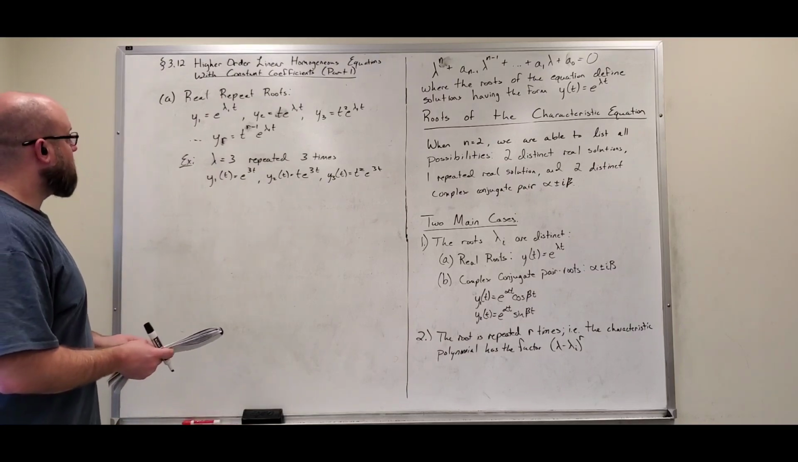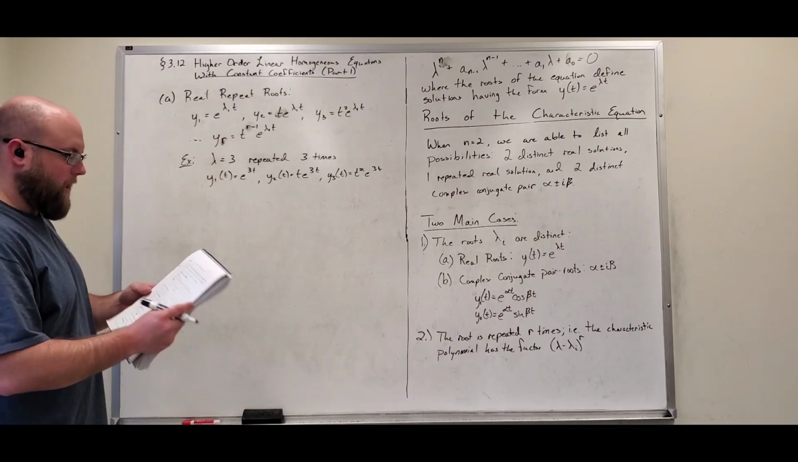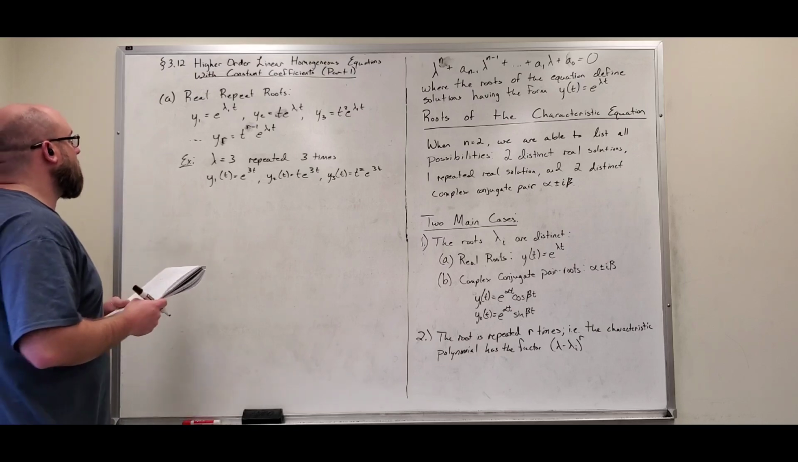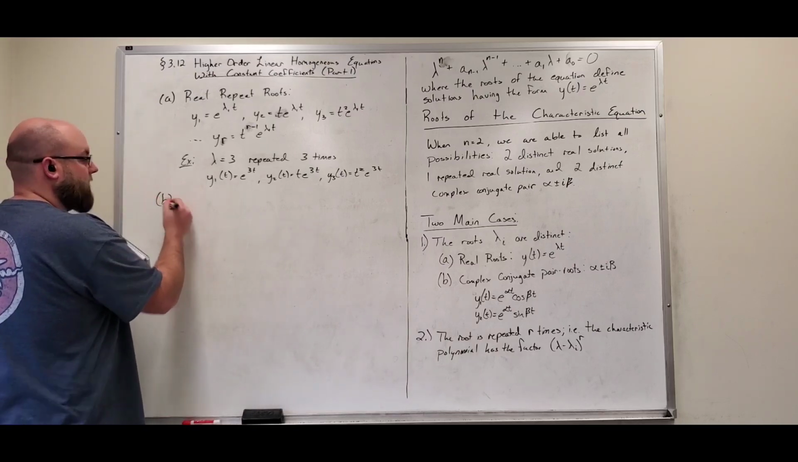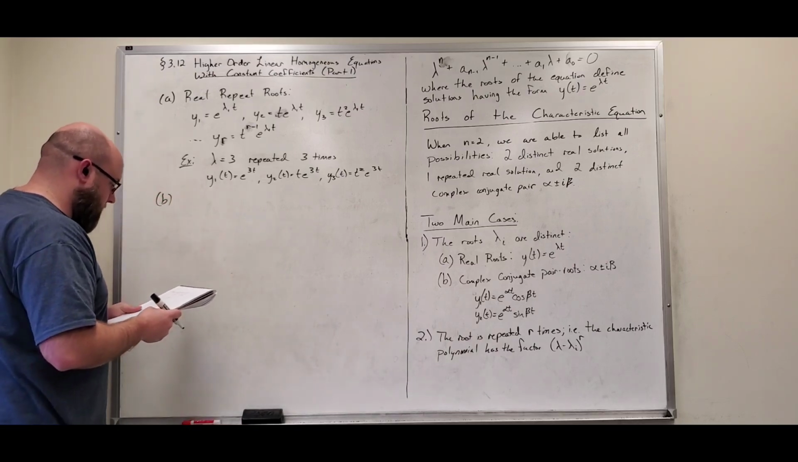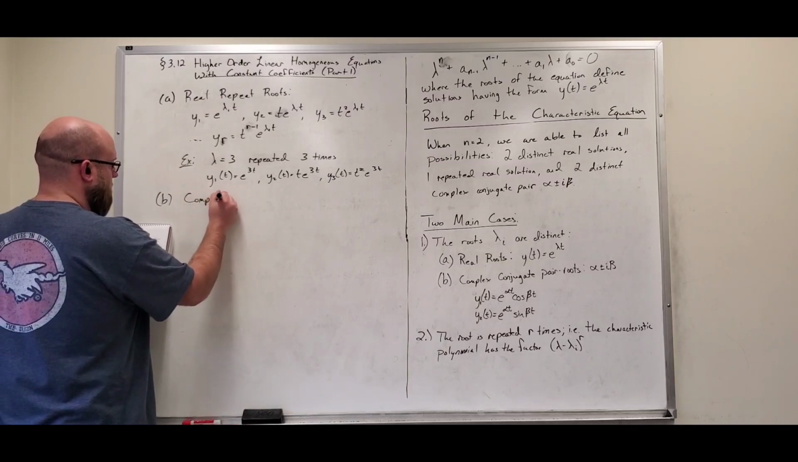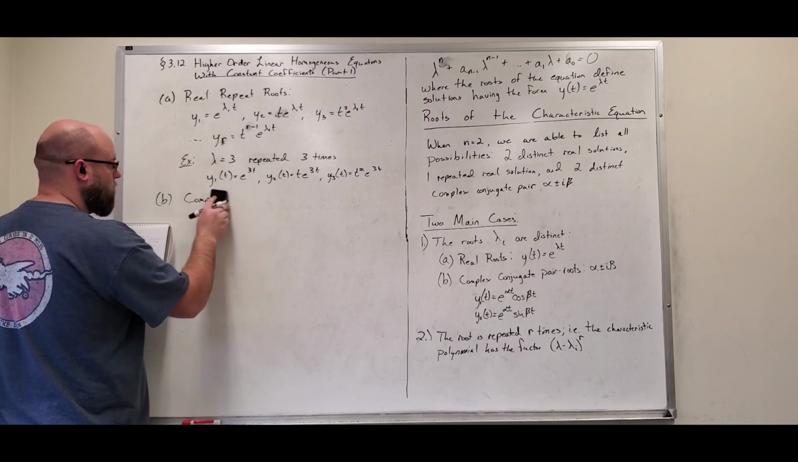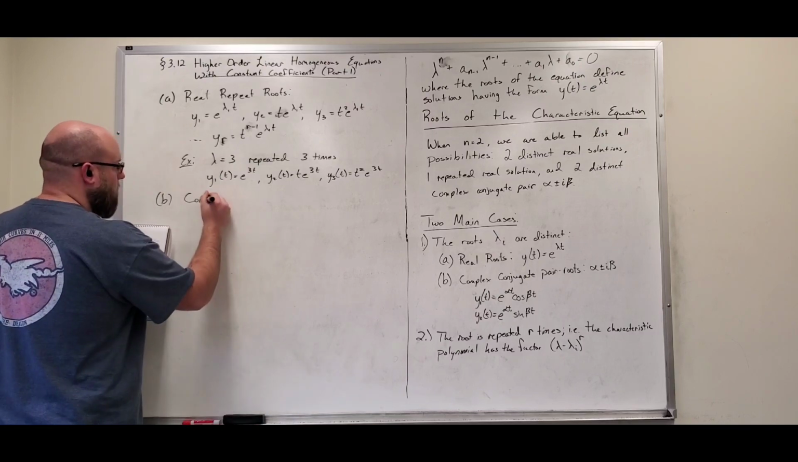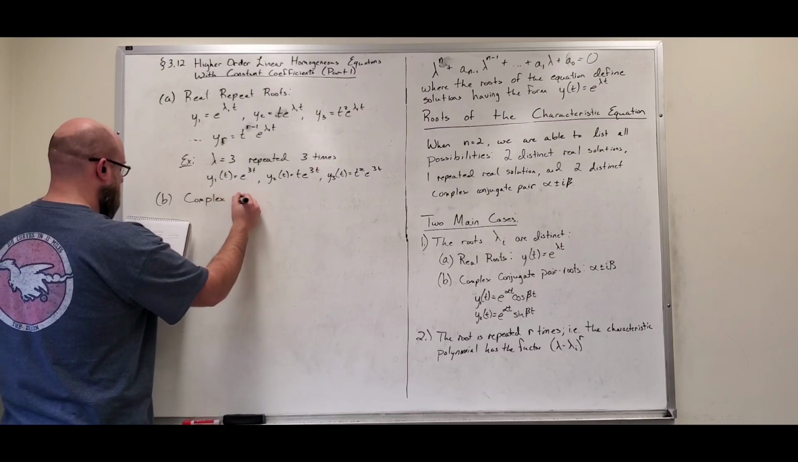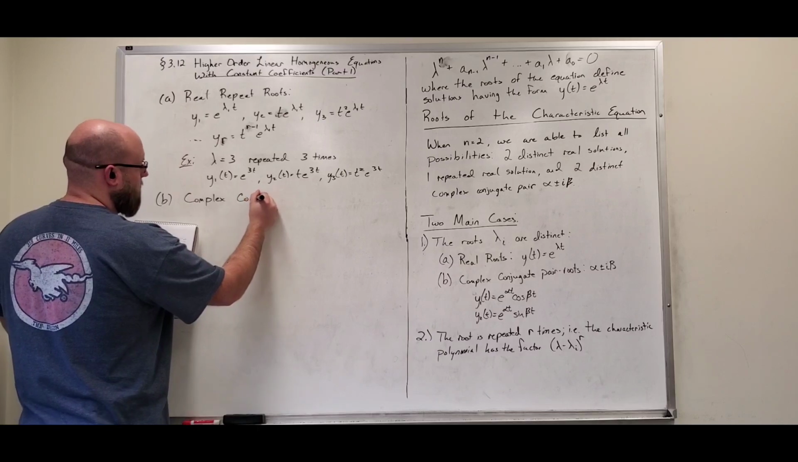Okay, so the next one is, well, what happens when we have complex numbers? Again, this is part of 2a where we're having the repeated roots. So let's say complex conjugate pairs.